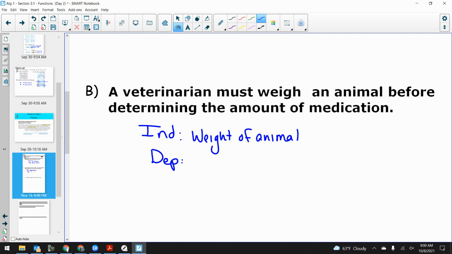What's my dependent variable? If I change the weight of the animal, what happens? The amount of medication. Good. And that's what I'm looking for. Please don't just write medication. Amount of medication. Okay, again, go for something numerical. Go for something numerical.